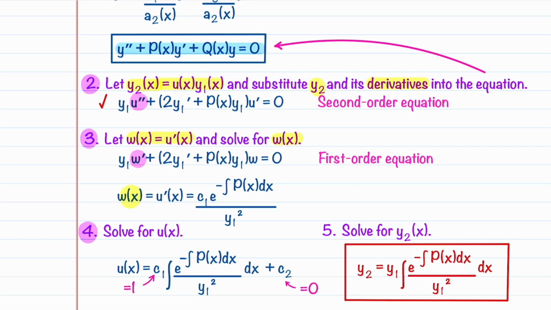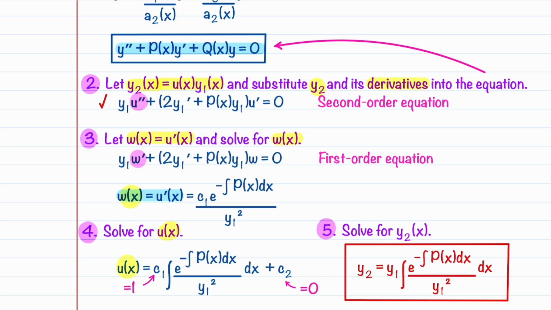In step 4, we are going to solve for u. Up in step 3, I wrote down that w is equal to u prime. So all we have to do to find u is integrate the expression that we got for w. And I put that integral right down here. I'll talk about the constants in a minute, but first let's go to step 5.